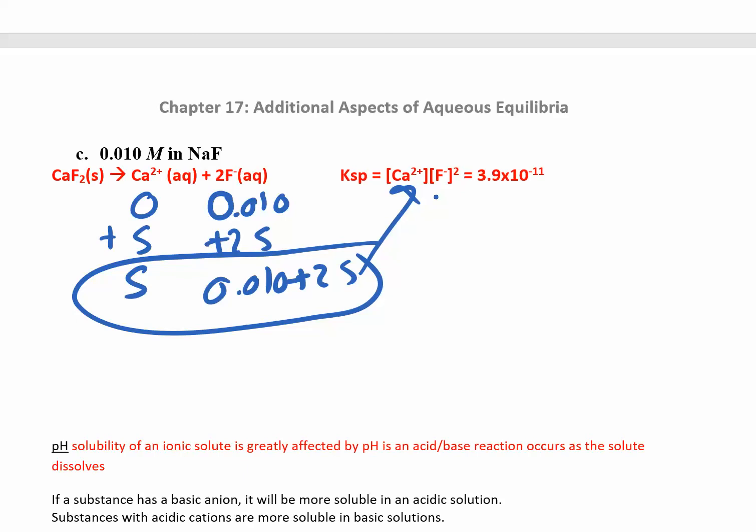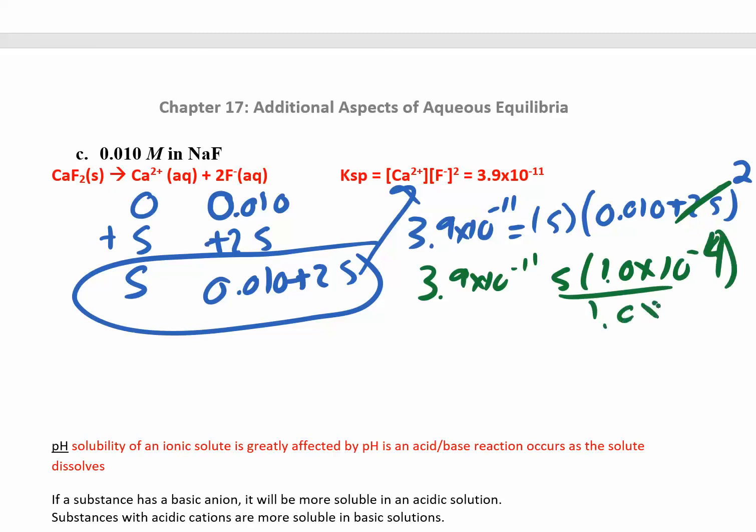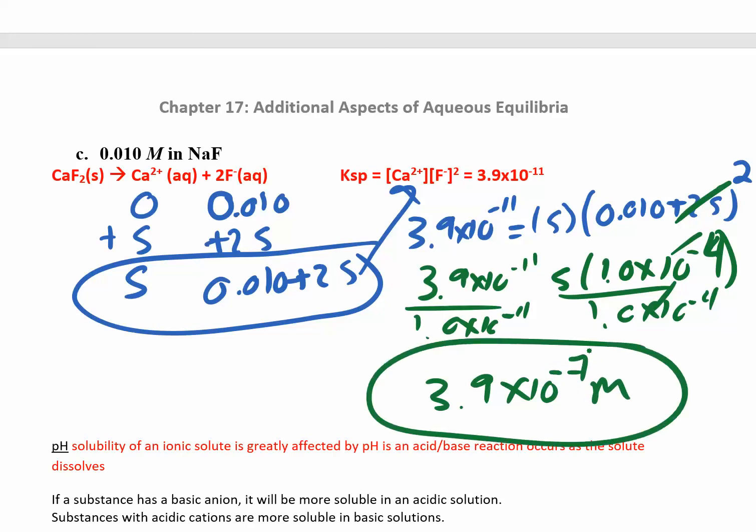You can stop this video at any time and try to solve this yourself. 3.9 times 10 to the negative 11 is S times 0.010 plus 2S, that whole thing squared. Everything's easier if we don't have this 2S. So we end up with 3.9 times 10 to the negative 11 equals S times 0.01 squared, which is just 1.0 times 10 to the negative 4. I'm going to divide by 1.0 times 10 to the negative 4 so I can solve for S, and I end up with 3.9 times 10 to the negative 7 molar. That's the solubility. The solubility is just telling you how many moles per liter will dissolve, which you can get by solving for the concentration of the ions. Whenever you add a common ion, the solubility will decrease.